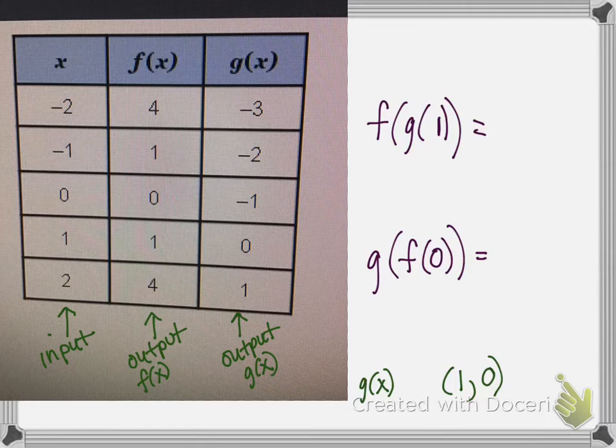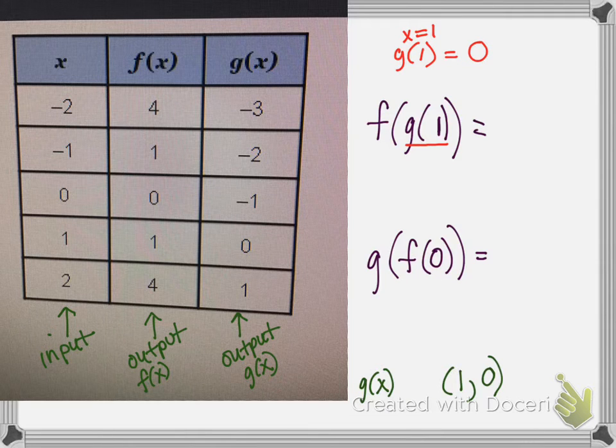composition? Let's take a look at what's inside the parentheses because that's what you do first. g of 1 is saying when x is 1, what's your output? So taking a look, when my input is 1 or when my x is 1, my output is 0.